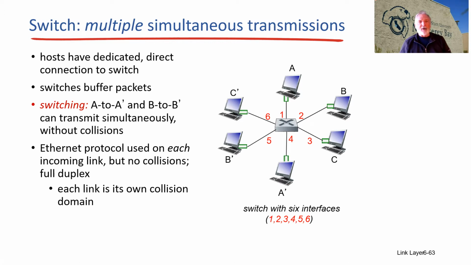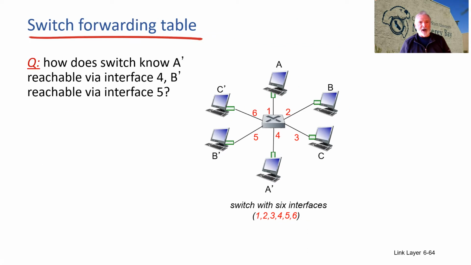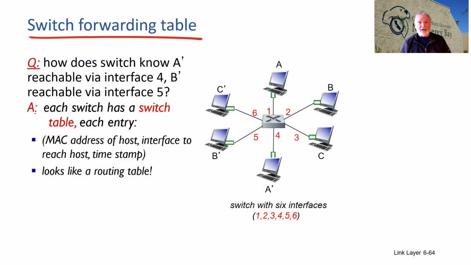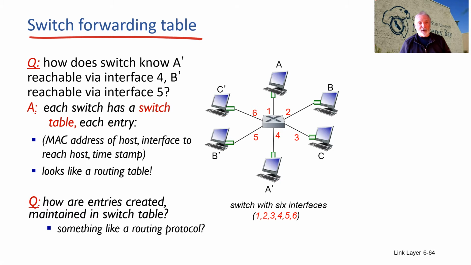Let's look at the diagram in more detail. How does the switch know that device A' is reachable via interface 4 and device B' is reachable via interface 5? The answer is each switch maintains a switch table. The table includes the MAC address of each host connected to it, the interface to reach that host, and a timestamp. This looks very much like a routing table.